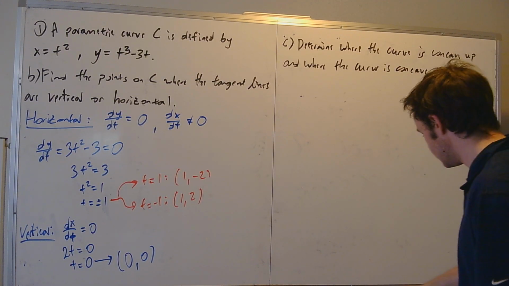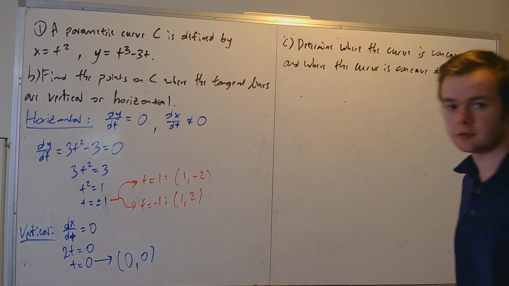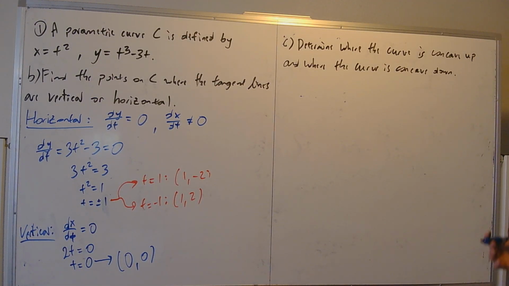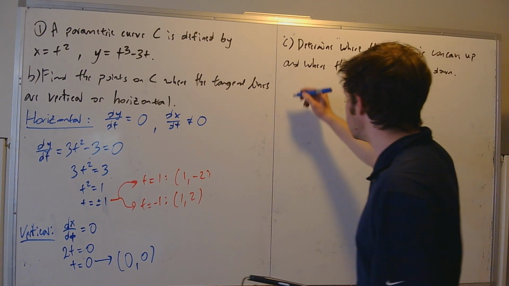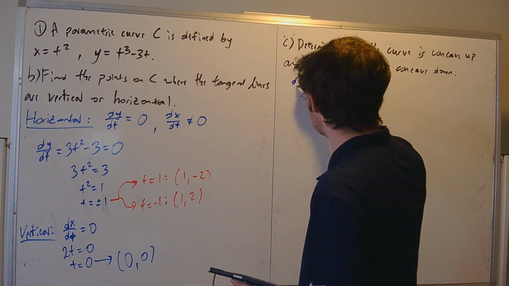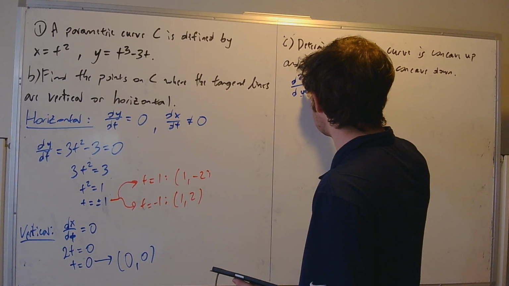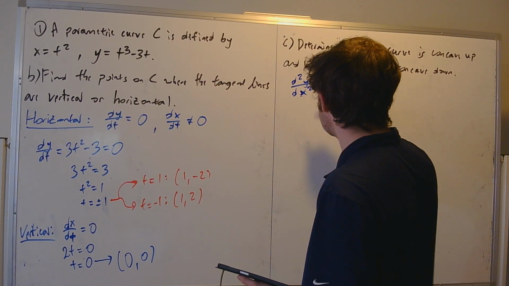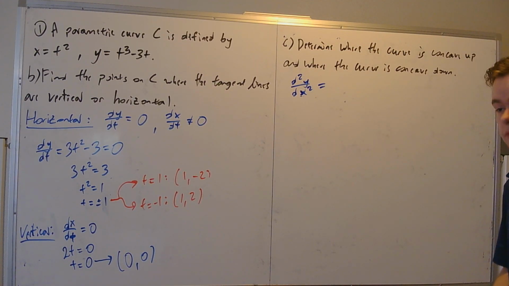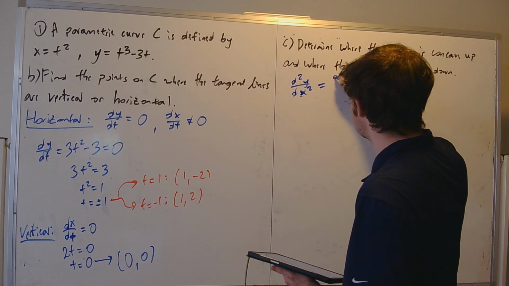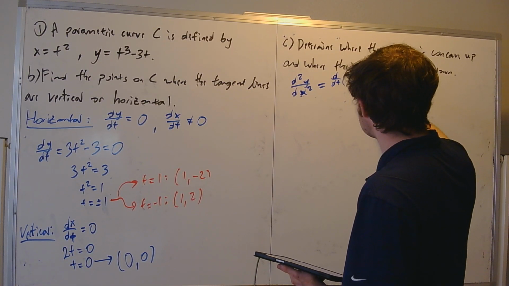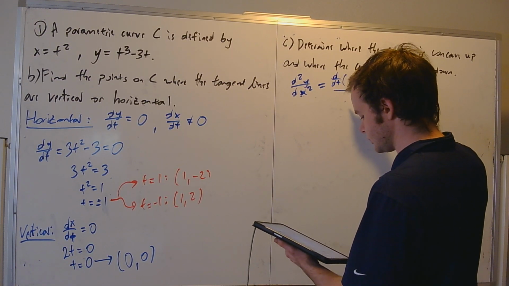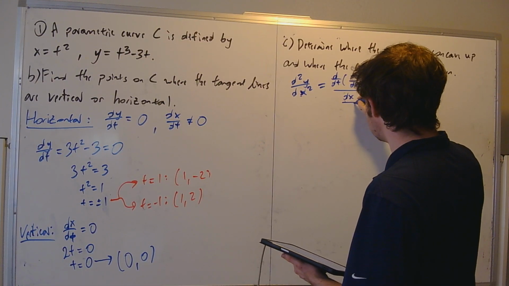Okay, so remember, if we want to determine if something's concave up or concave down, that's looking at its second derivative and seeing whether that's positive or negative. So the second derivative of y with respect to x, that's the thing we're trying to figure out if it's positive or negative, but we've actually got to compute what it is. So we have the equation d by dt of dy by dx over dx by dt.